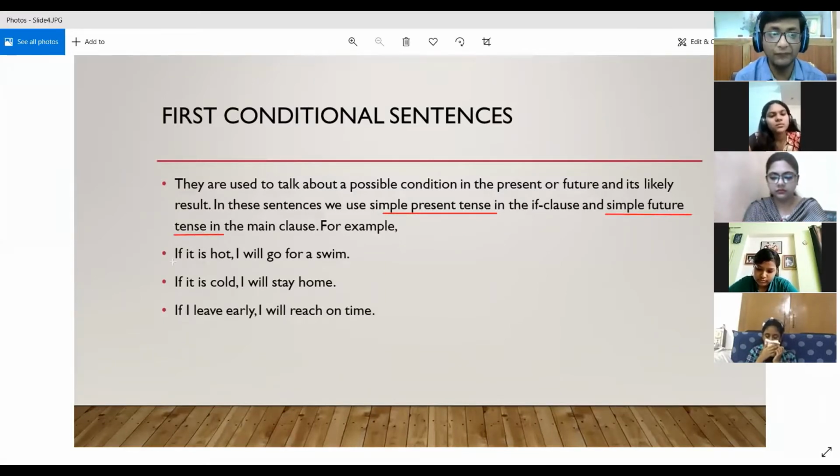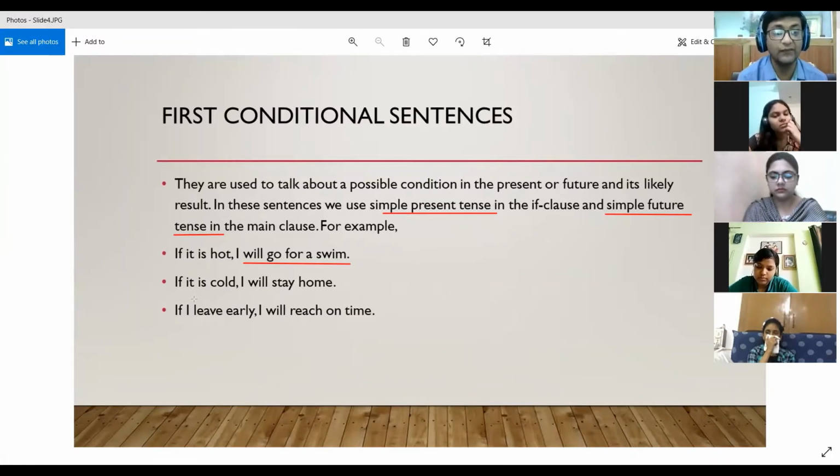Let's see. If it is hot, I will go for a swim. So if it is hot, this is the condition that should be fulfilled, right? The condition is that it should be hot. If the weather is hot, then what is going to happen? What is the result? I will go for a swim. So this has been written in simple future tense. Over here, we are not talking about general truths or scientific facts. We are just giving some certain conditions and the likely result of those conditions.